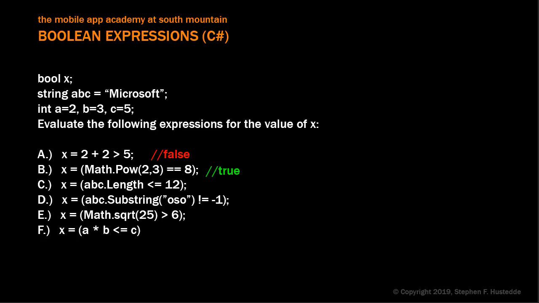Letter C, abc.Length, and abc being Microsoft, there are 9 characters in the word Microsoft, is less than or equal to 12. So 9 is less than or equal to 12. That, of course, is a true statement.